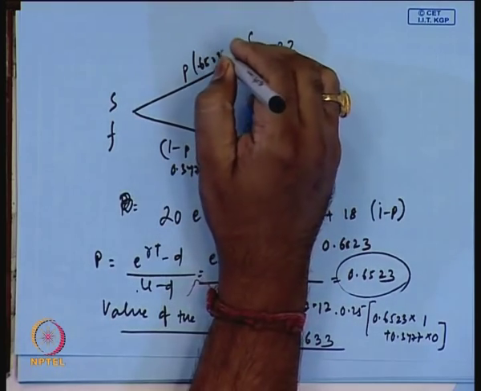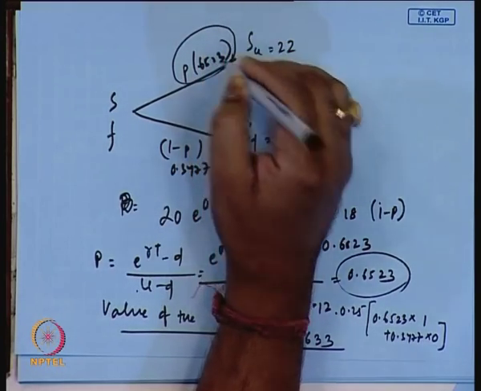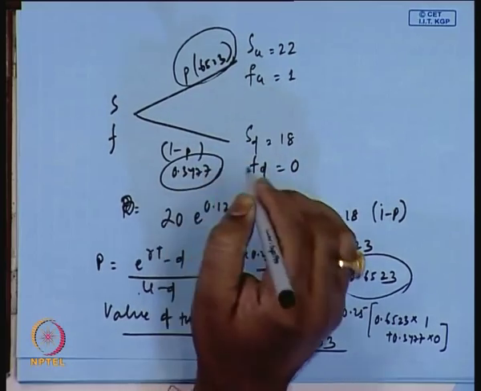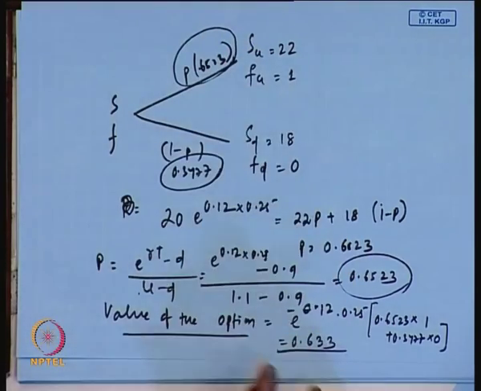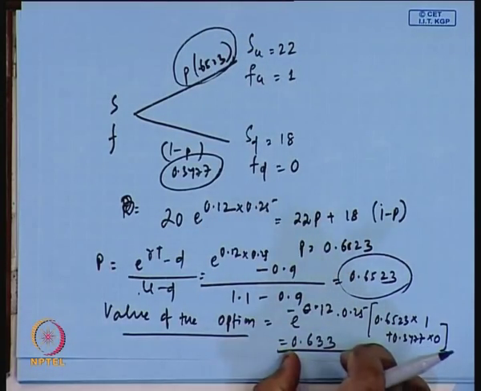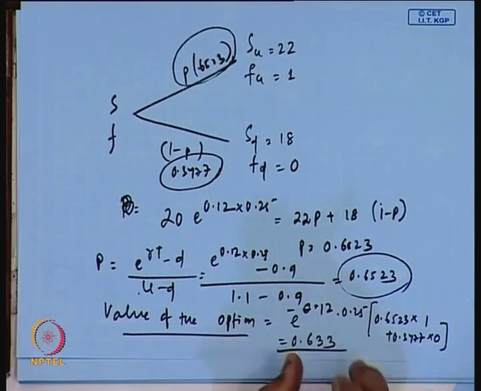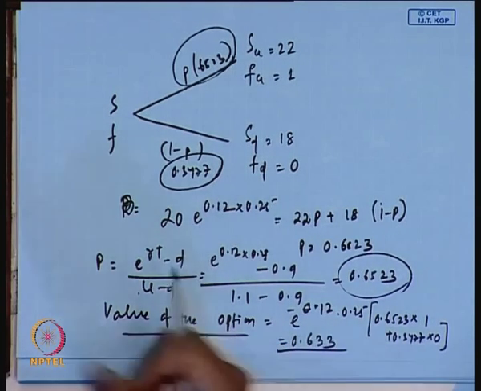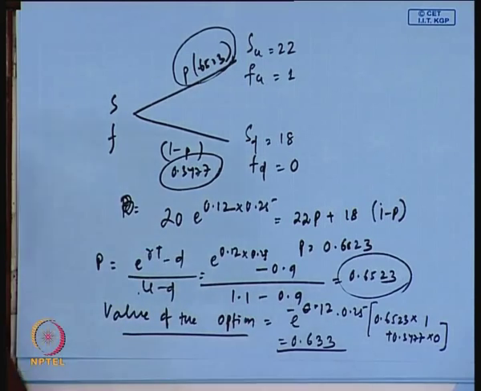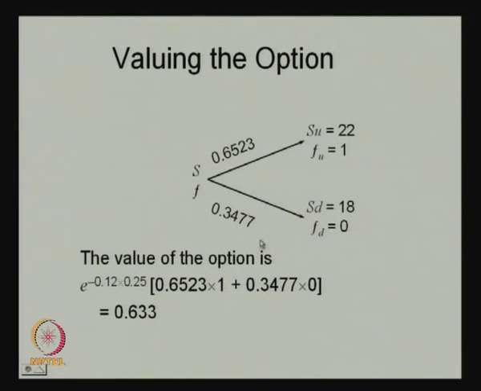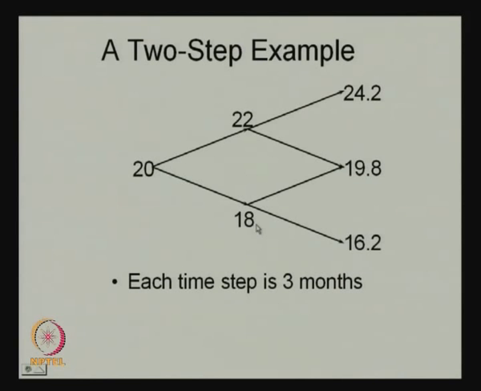So, the basic objective is we want to derive the probability of up and the probability of down. If we can get these two probability functions, then the value of the option can be calculated using the rate of interest, time period, etcetera.